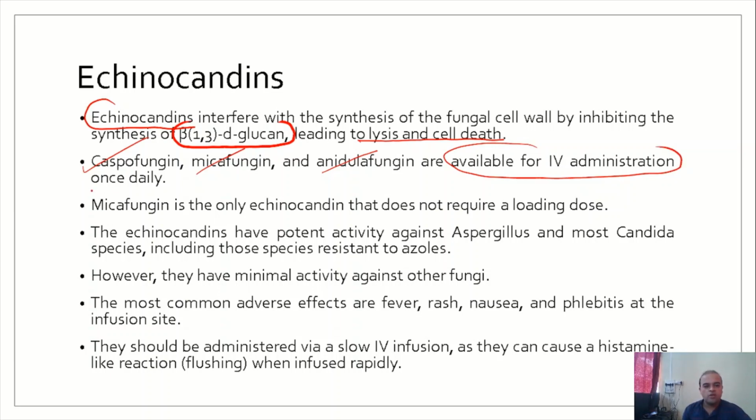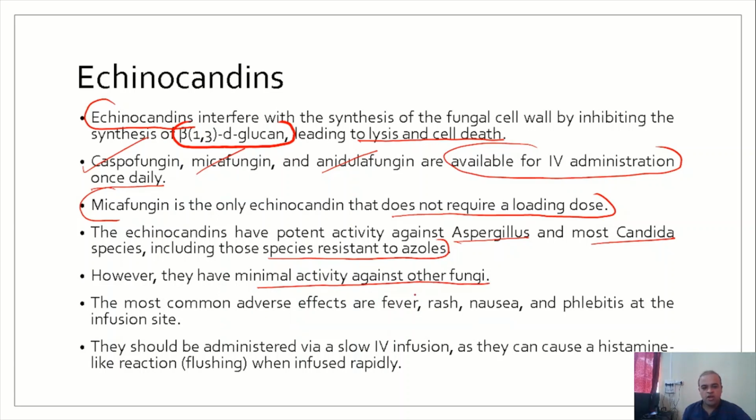We have to take it once daily. The micafungin is the only echinocandin that does not require a loading dose. The other two, caspofungin and anidulafungin, require a loading dose. The echinocandins have potent activity against aspergillus and most candida species, which include those species which are resistant to the azoles. However, they have minimal activity against other fungi.